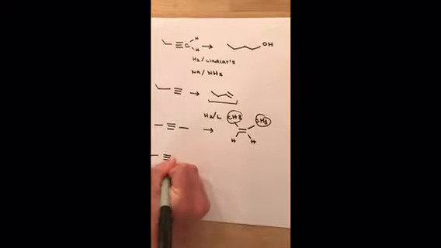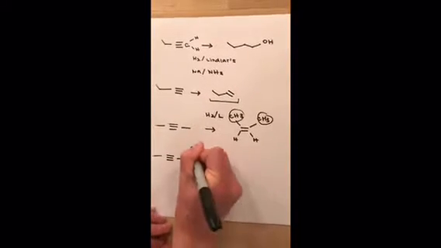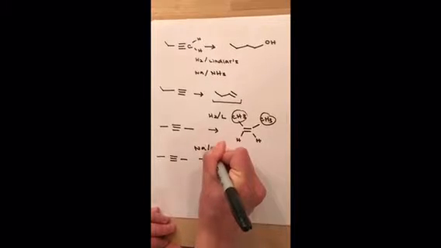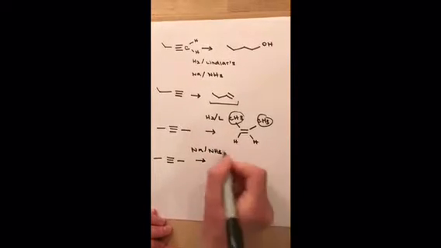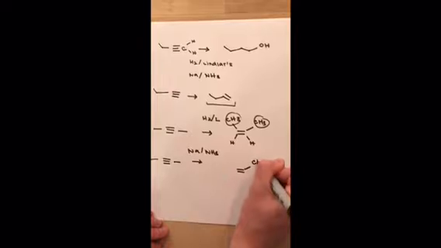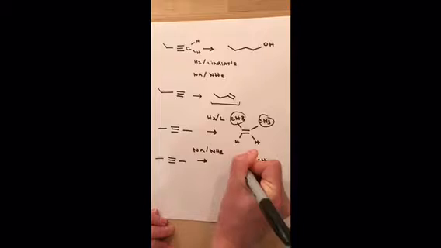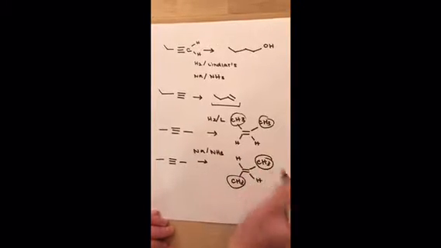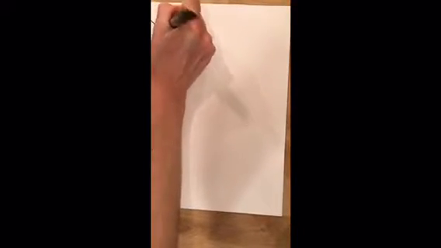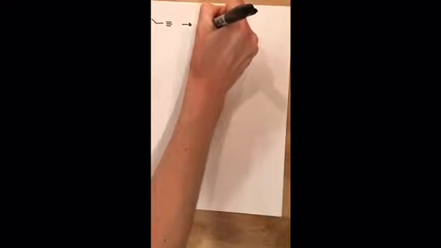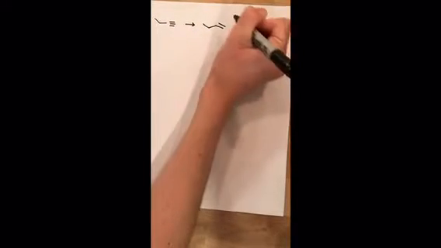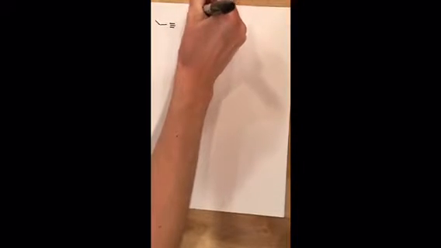However, if they were to use Na and NH3, this would lead to the trans isomer with the methyl groups on the opposite side of the double bond. So now we have reduced our terminal alkyne into an alkene. And we were able to use either H2 in Lindlar's or Na and NH3.